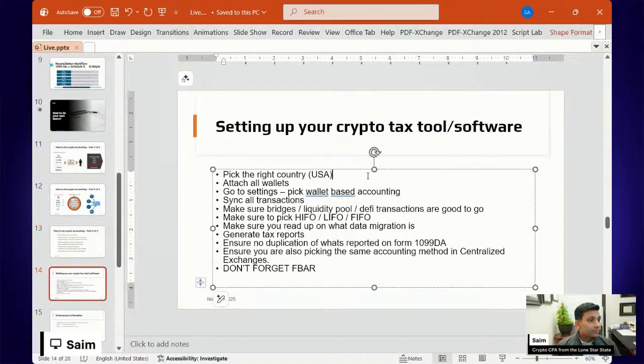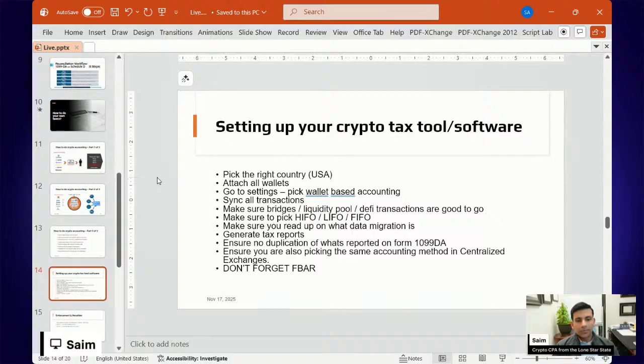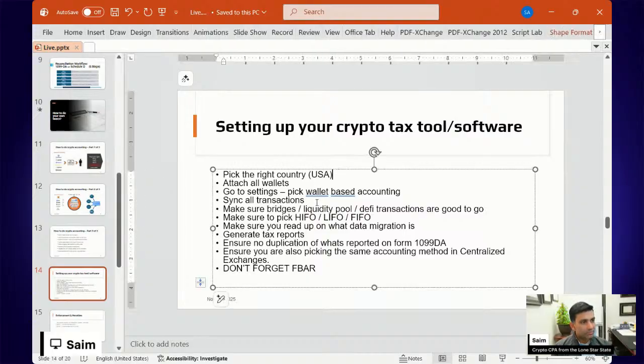All right, okay. So this is my quick little summary on what you need to do when you basically start doing your accounting on a third-party crypto tax tool. Because most of these are non-US based, first of all, pick the right country. Make sure it's US, okay? Attach all your wallets, go to settings, and make sure that it's starting January 2025, you're picking wallet-based accounting and not universal accounting. You're picking wallet-based accounting. Sync all your transactions from all the wallets.